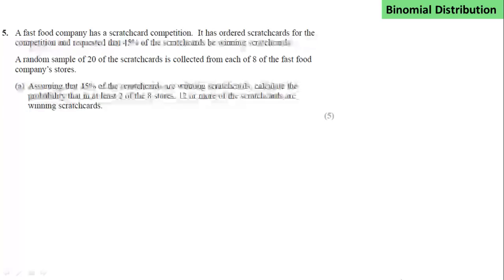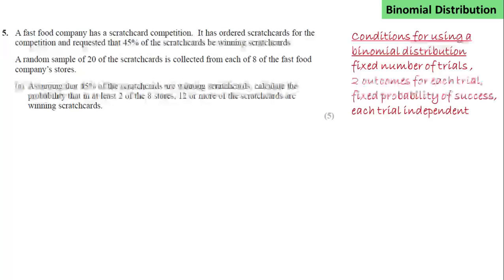Okay. You'll also need to be familiar with using the binomial distribution as well as the normal distribution and being able to distinguish when it's appropriate to use each. So recall the conditions for using a binomial distribution: a fixed number of trials, 2 outcomes for each trial, fixed probability of success, and each trial independent of the other. So let's take a look at this problem.